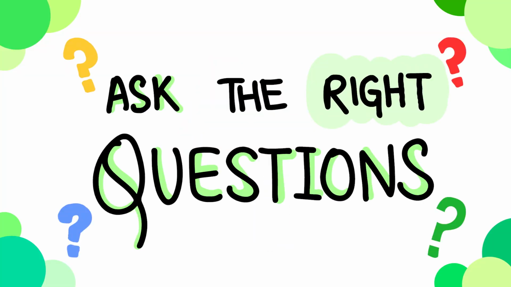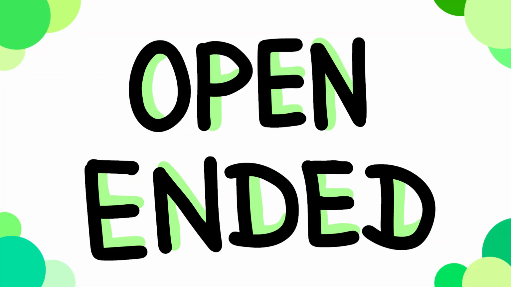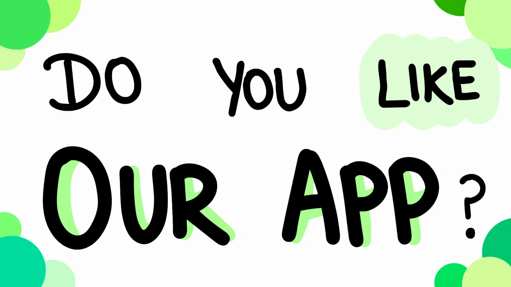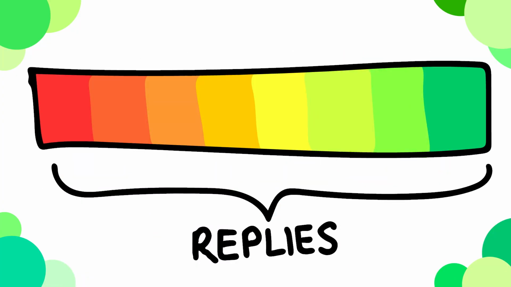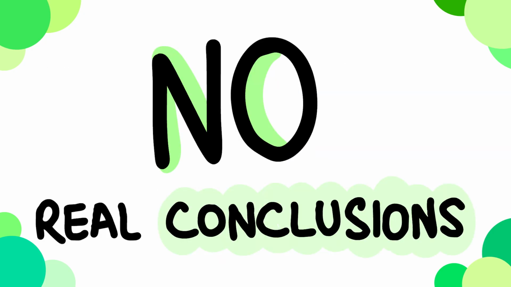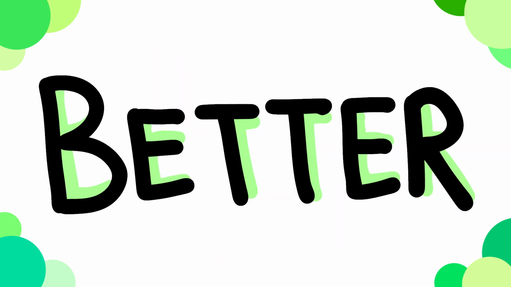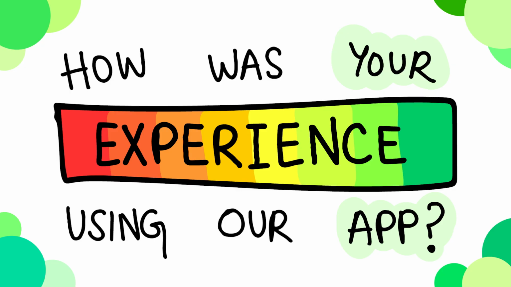Step 4 is to ask the right questions, keep them open-ended and neutral, and start building from there. So for example, a bad question to ask in a user research interview would be, do you like our app? Because that's a very vague question, and people can honestly give you a whole spectrum of replies and lead to no real conclusions anywhere. A better question to ask would be, what was your experience using the app today?